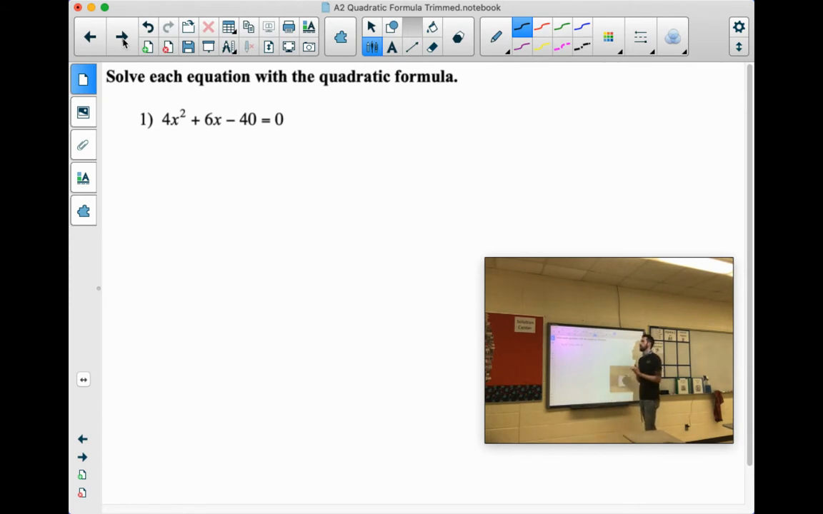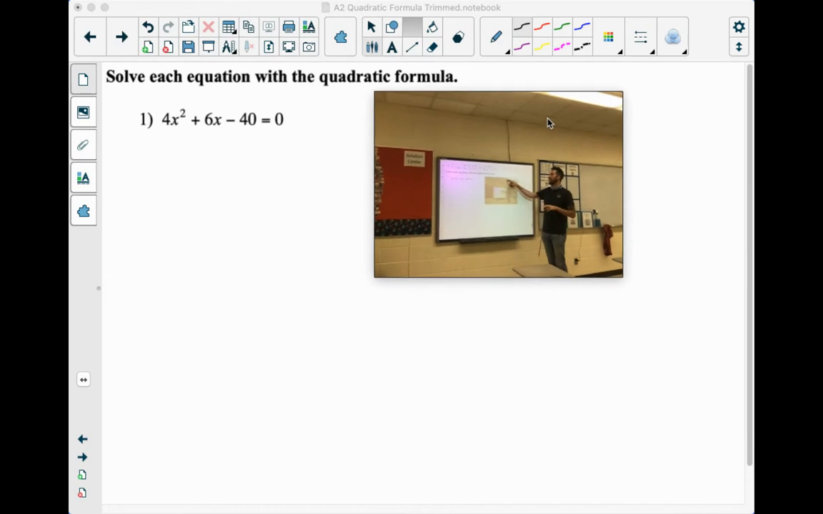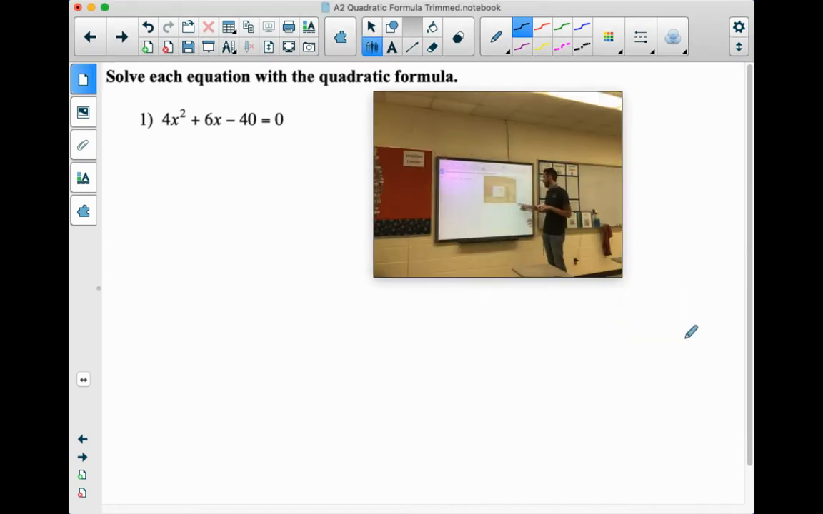This first one, 4x squared plus 6x minus 40. Again, this is a good thing to know because you can't always factor everything.